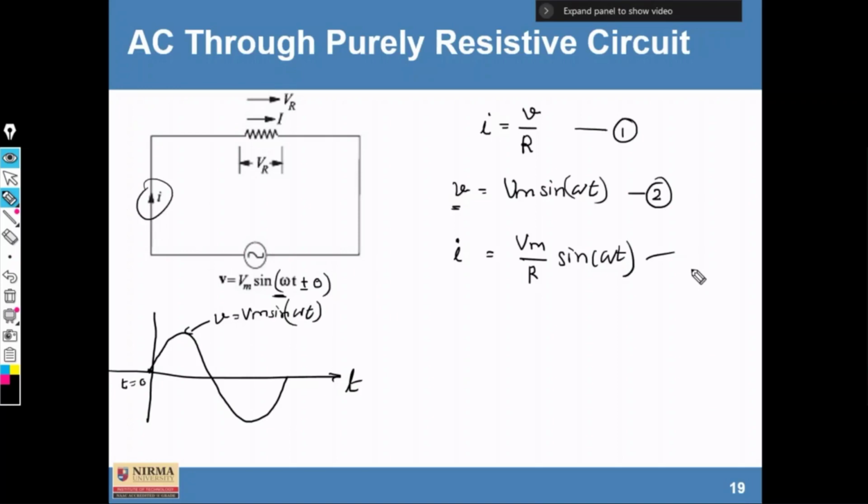Okay. Now, the value of current I will be maximum in this equation. When will we get the maximum current? At what degree?